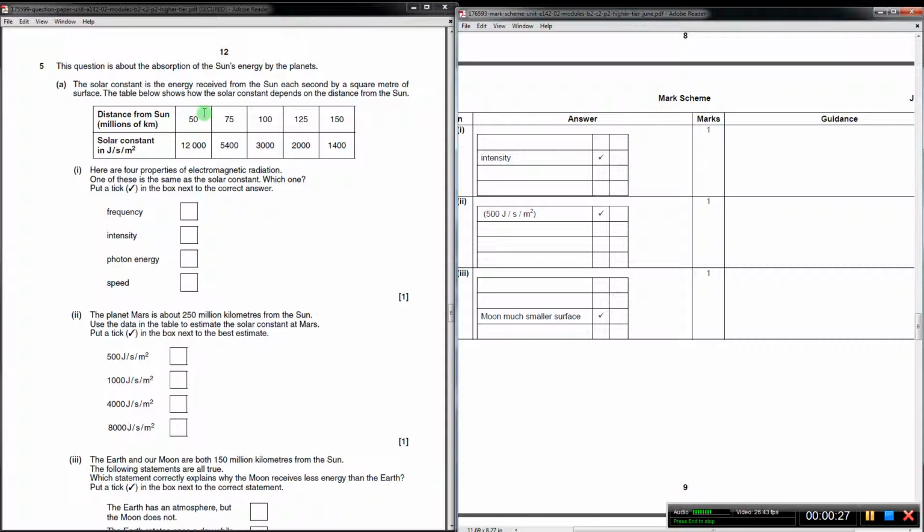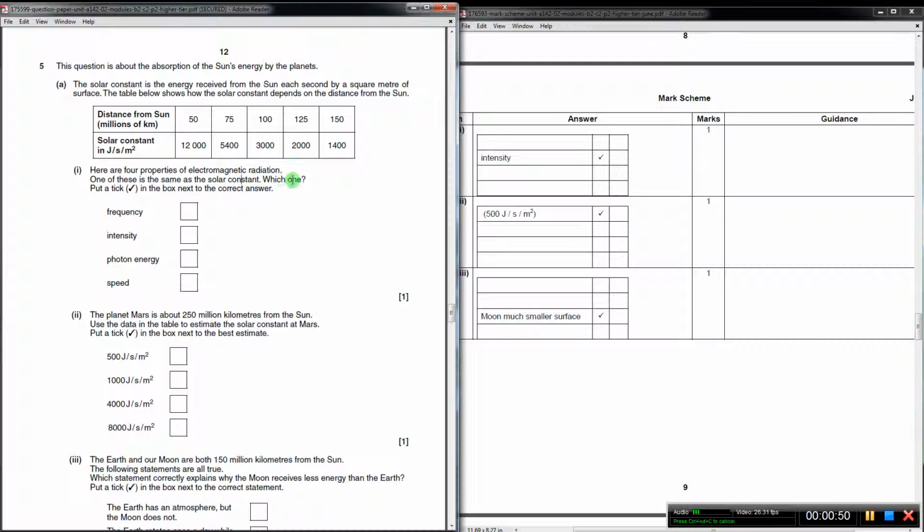So unsurprisingly, as we get further away from the sun, each square metre of surface absorbs less energy per second. So you've got joules per second there, that's the energy per second absorbed, and the per square metre bit is for each metre squared of surface area. Okay, so here are 4 properties of electromagnetic radiation. One of these is the same as the solar constant.